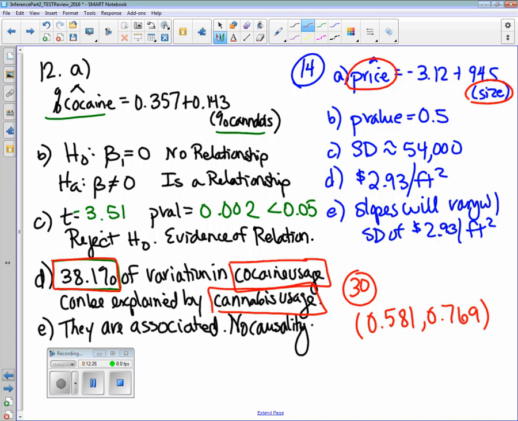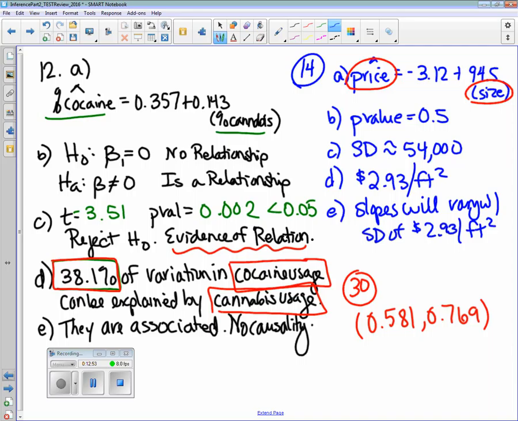Based on rejecting my null, saying that I have evidence of a relationship, we can say that we have evidence that they are in fact associated, but they wrote in the back, just because they're associated, one does not cause the other to happen. Remember, correlation does not imply causation, so we have to be careful with that. Okay? Is that clear on 12? Okay, let's look at 30.